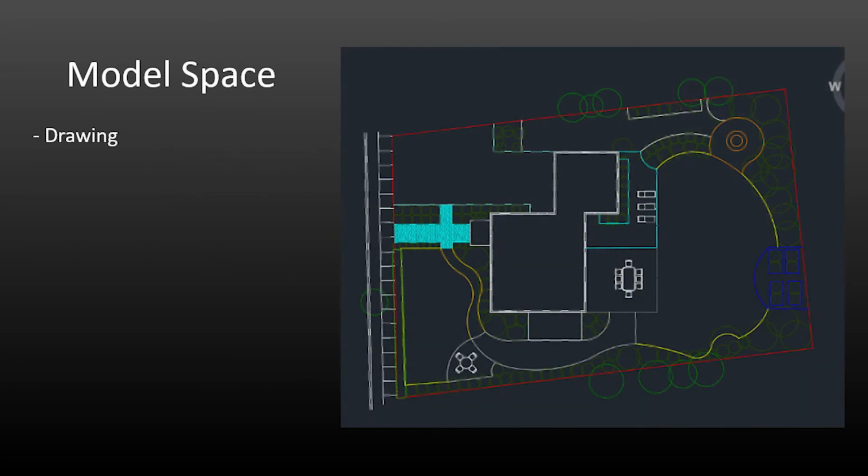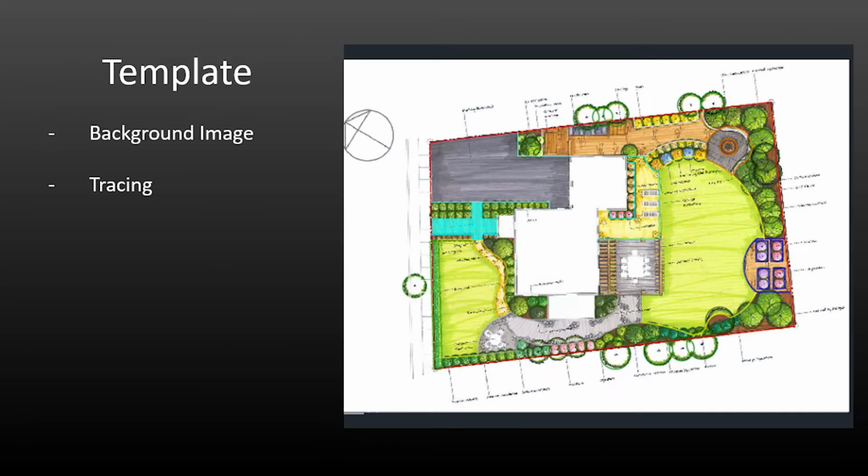Model space is where you're going to do all of your drawing. This is where you're going to be able to create your design and use the tools that I'm about to talk about. As a template, we inserted a background image, which allowed us to trace the design rather than starting from scratch.